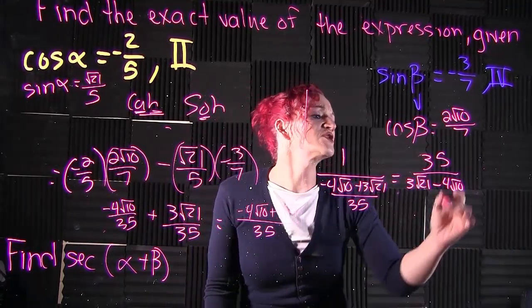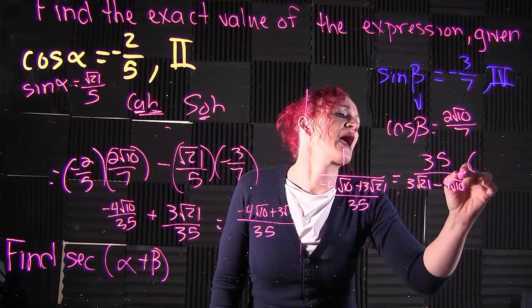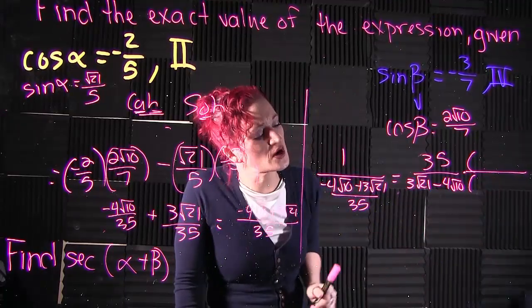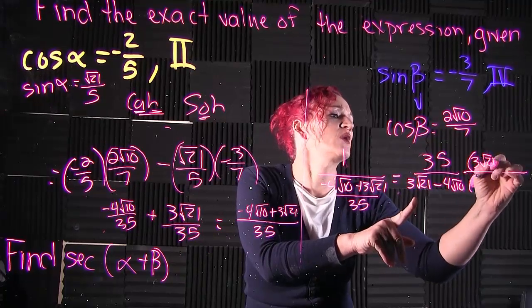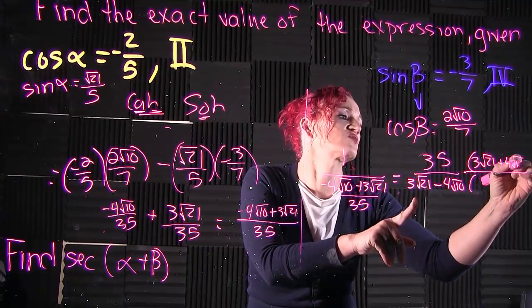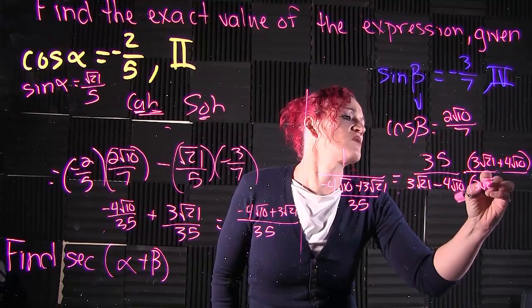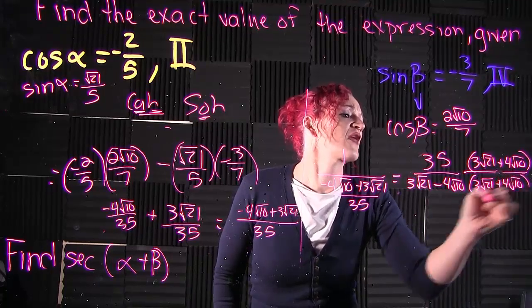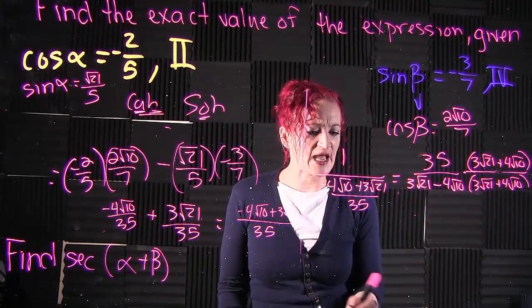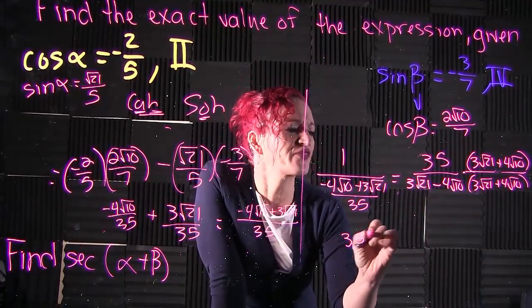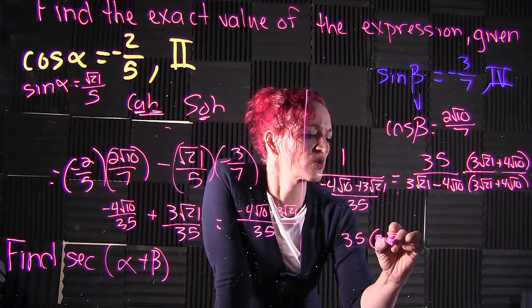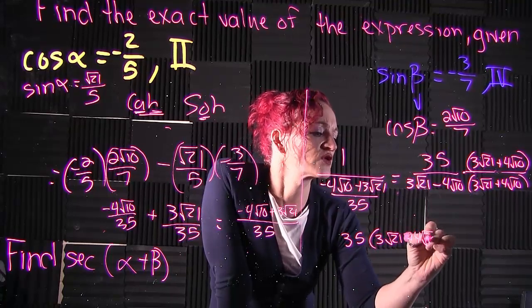Rationalizing the denominator, we are going to multiply numerator and denominator by the conjugate here, which is going to be 3 square roots of 21 plus 4 square roots of 10. And again, we're going to multiply top and bottom by that in order to simplify this out. Now in the numerator, we're going to keep that multiplied. Let's just keep that 35 times 3 square roots of 21 plus 4 square roots of 10.